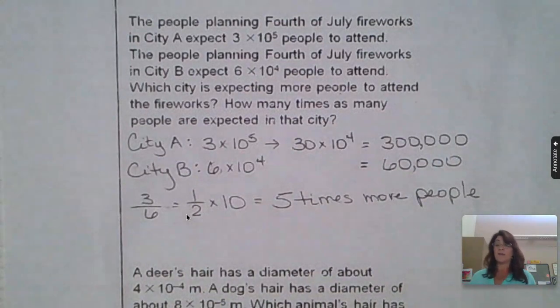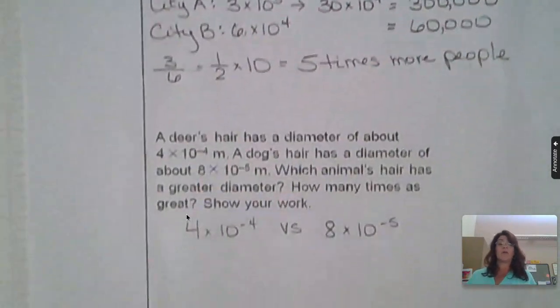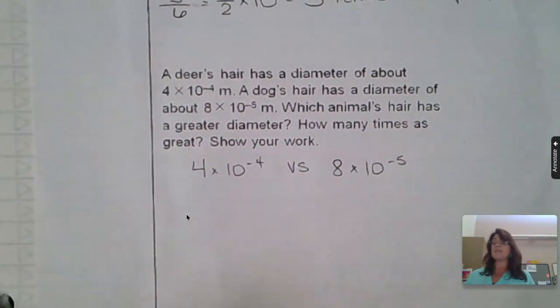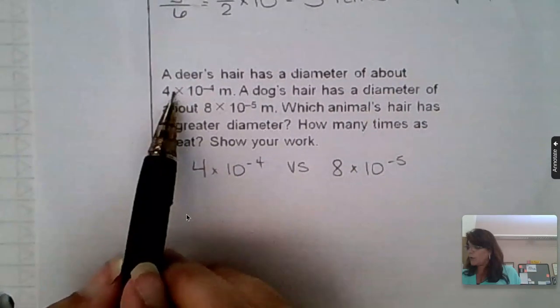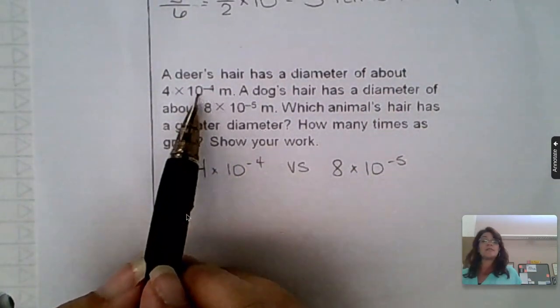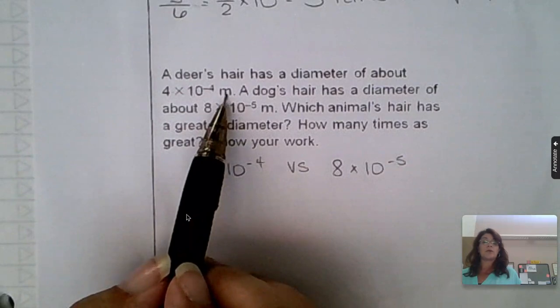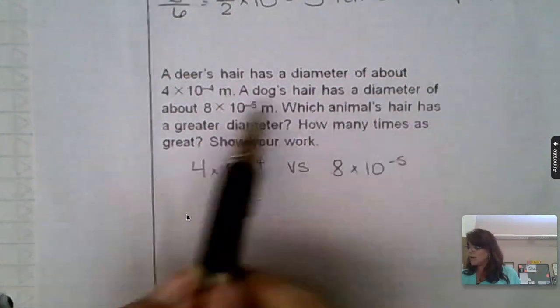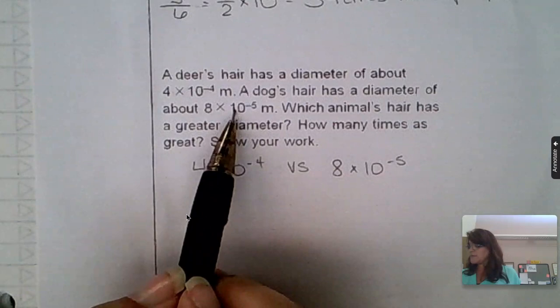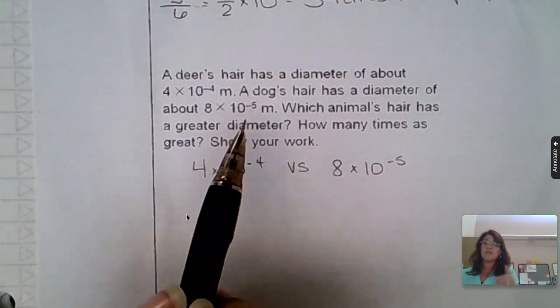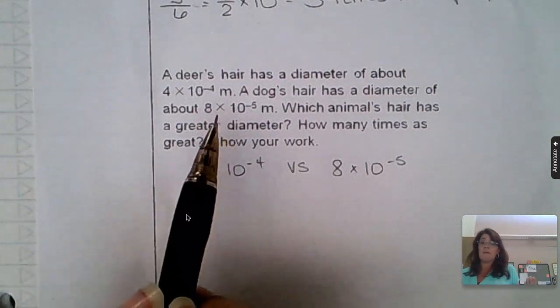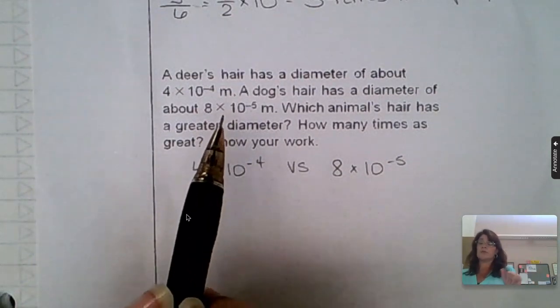What if we get negative exponents? Then what? So let's look at hair. Now, this might be something that people might do at a vet, or if they're studying a trail and what things have been along a trail. A deer's hair has a diameter of 4 times 10 to the negative 4th meters. A dog's hair has a diameter of 8 times 10 to the negative 5th meters. Side note, if you're actually doing this in real life, switch to millimeters. It'll save you some of the scientific notation, but that's not what we're doing right now.